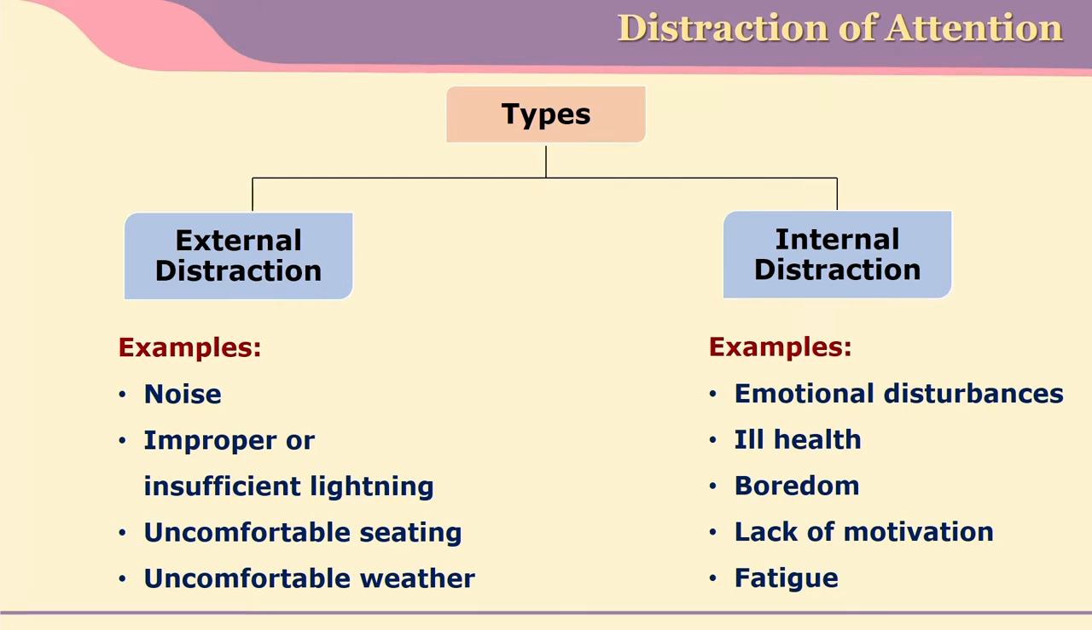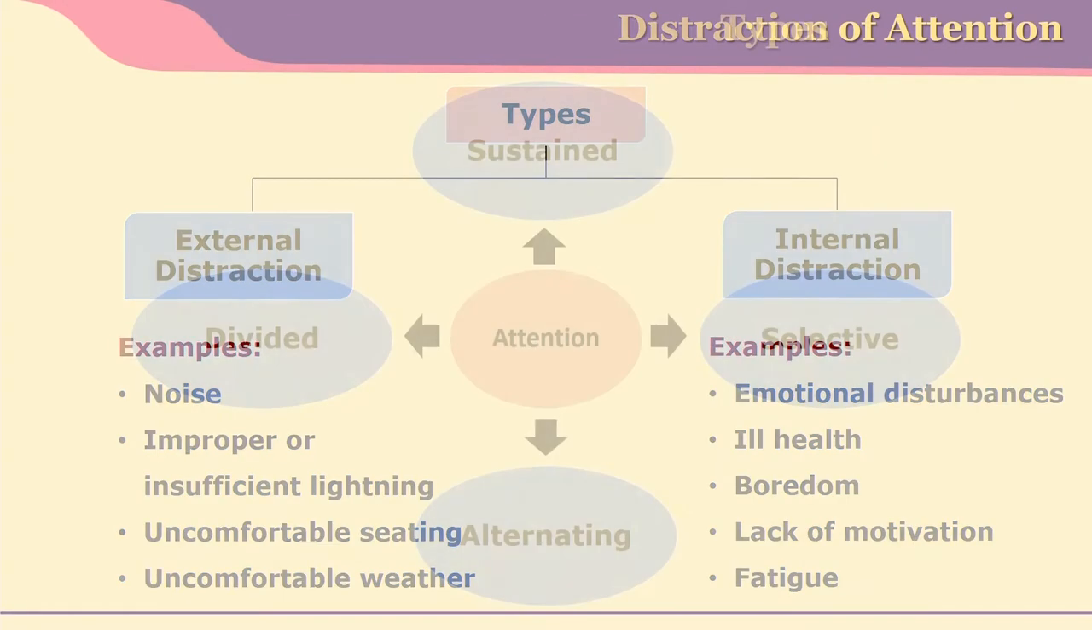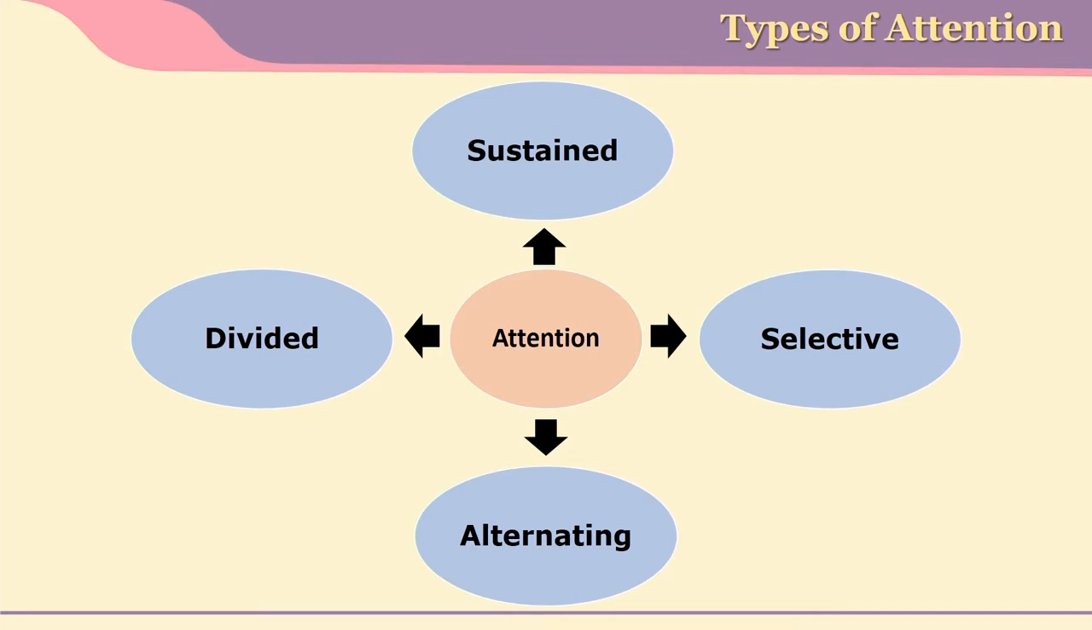Improper or insufficient lighting in a room, uncomfortable sitting arrangement, and uncomfortable weather can also lead to distraction. Now let us move to the various types of attention. It can be categorized into sustained attention, selective attention, alternating attention, and divided attention. Let us look at each one of them in detail.